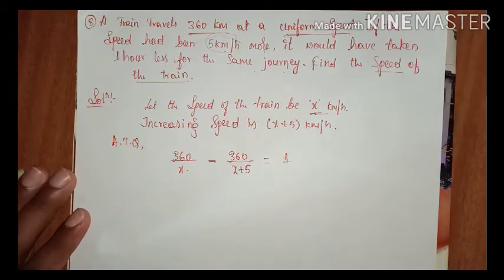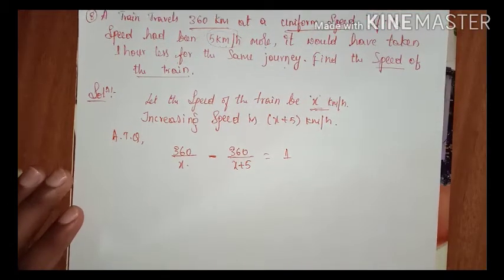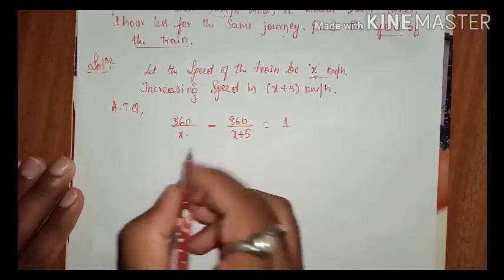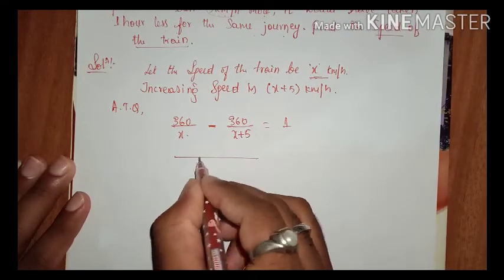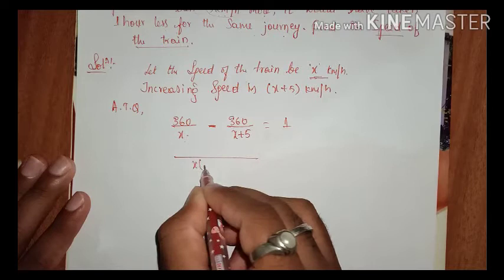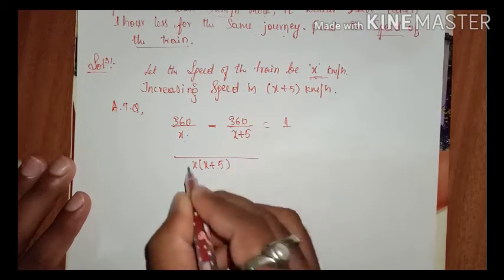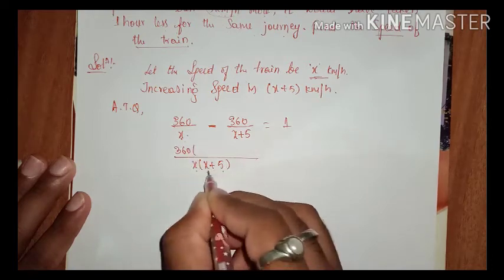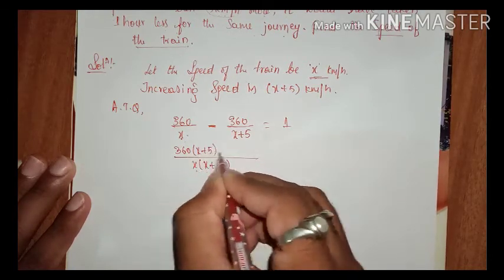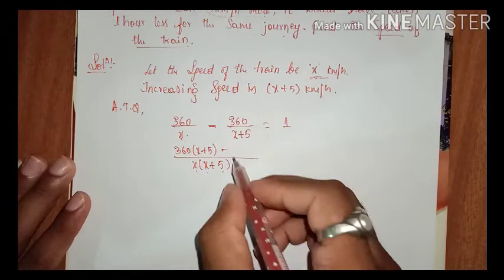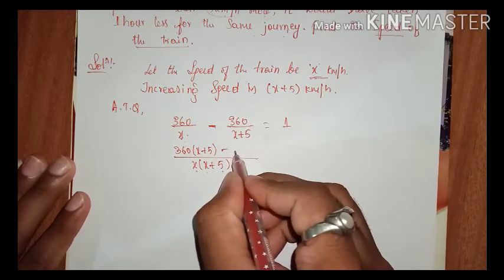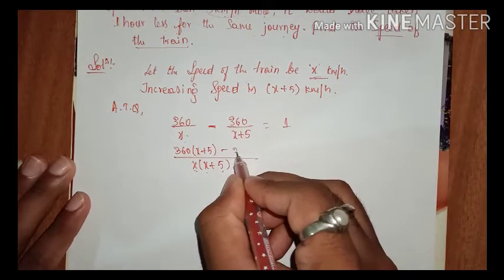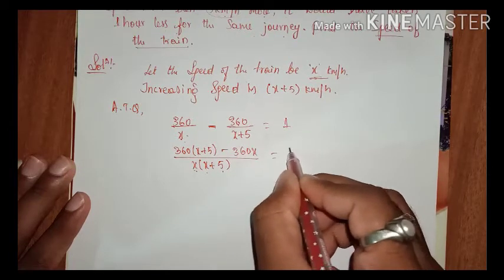If you get this, almost 90% you will get the solution. Okay, so now take the LCM. So x and x plus 5, x into x plus 5. x will get cancelled, 360 into x plus 5 minus, say minus, x plus 5 will get cancelled. So 360 into x, it is 360x equals to 1.